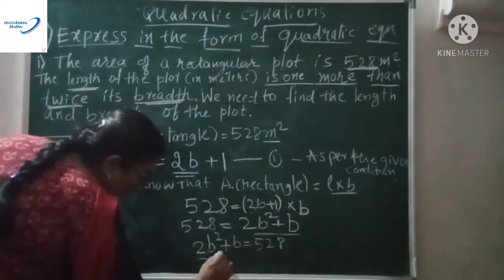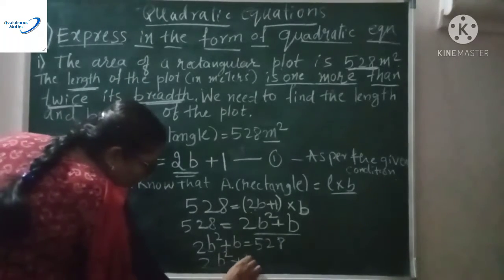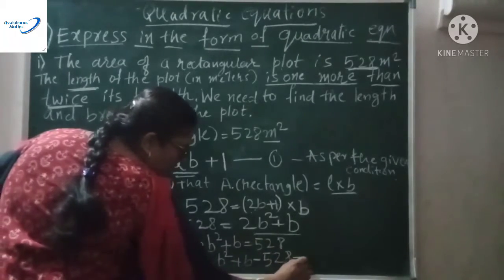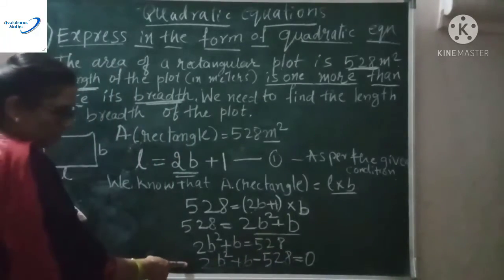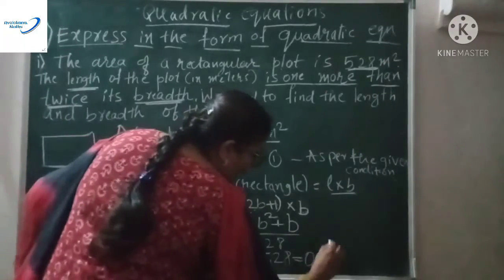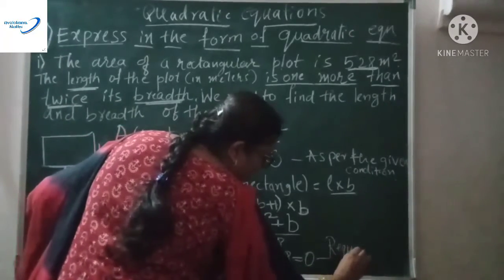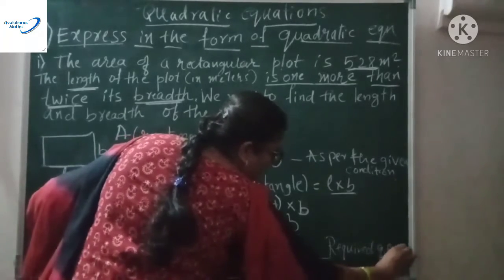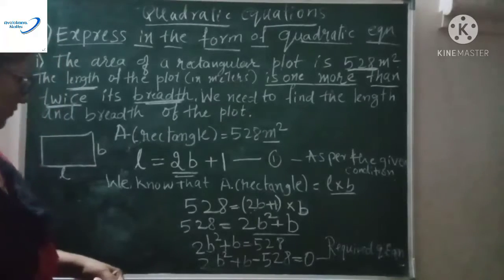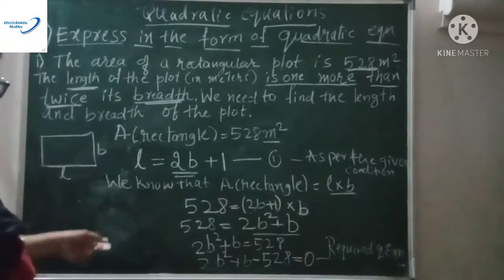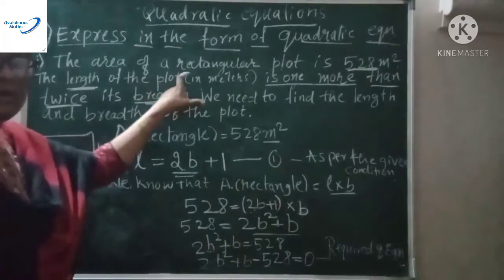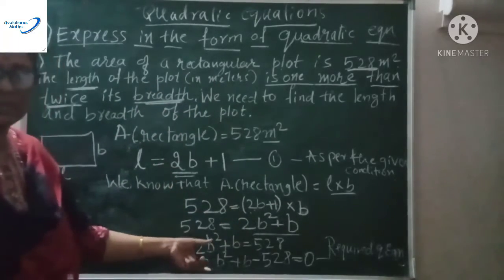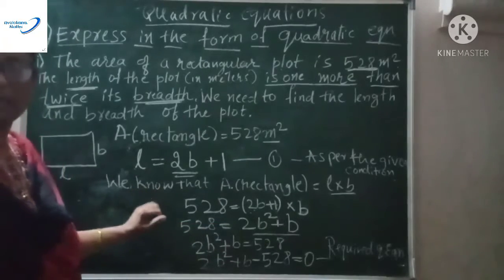So what do you get here? 2b square plus b minus 528 equals 0, bringing it to this side. This is what you want. So this is the required quadratic equation. This way you can make the statements wherever they are needed. I think you people understood the points very easily, so you can get the answer, not necessarily solving the equation.